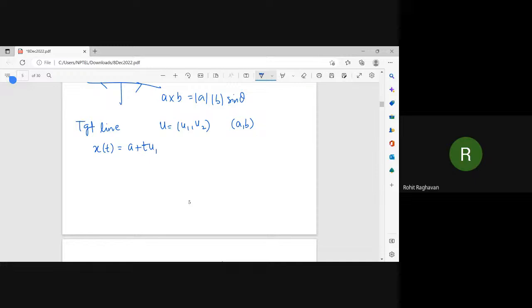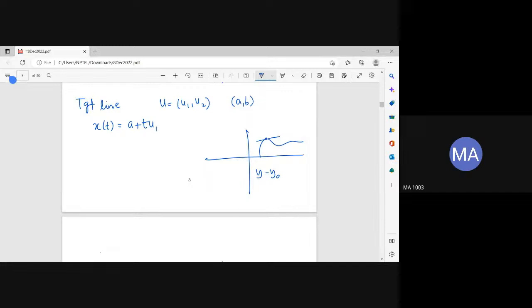But I couldn't get a sense of this tangent line because I need to refer to that 3D geometry. So you have a curve and then you draw the tangent, right? Yes. And the equation of the tangent is y minus y naught, at whatever point it is, equal to the slope of the tangent, that is the derivative, times x minus x naught. So this is how you found the equation of the tangent line in one variable.